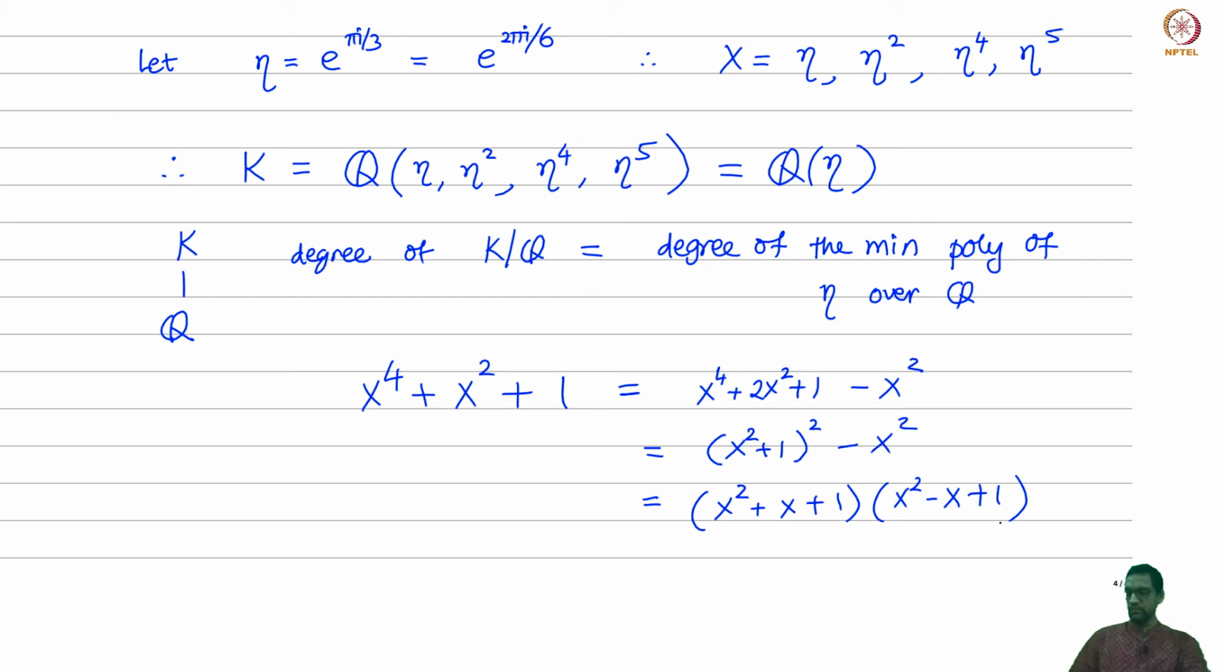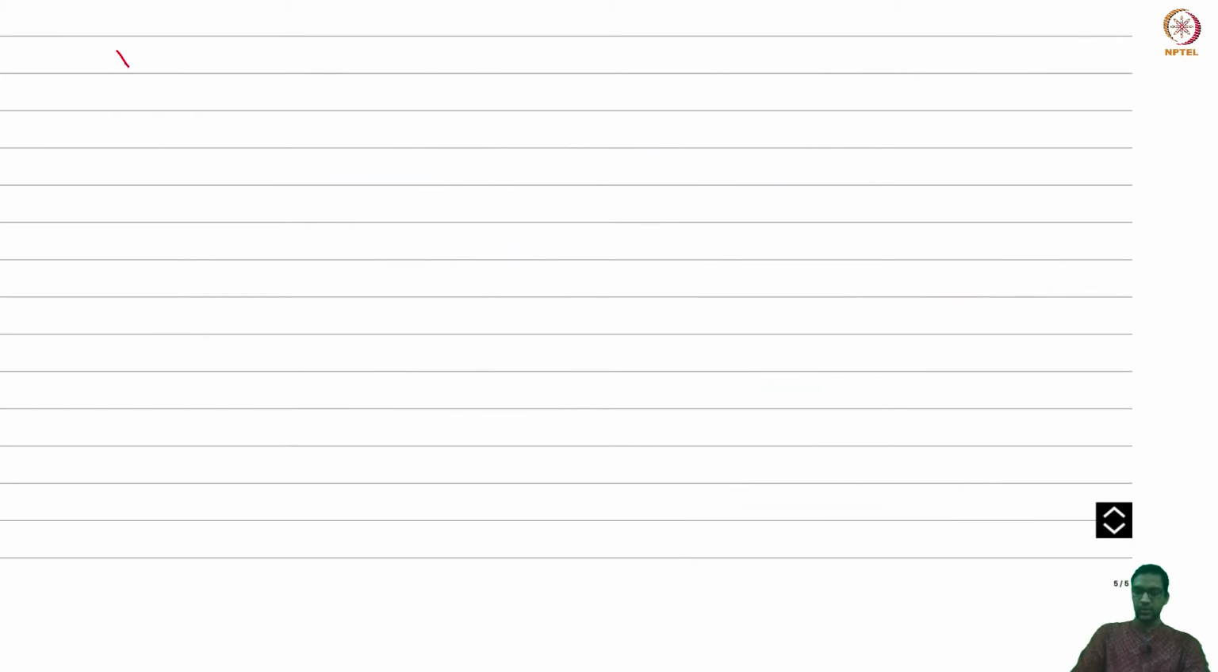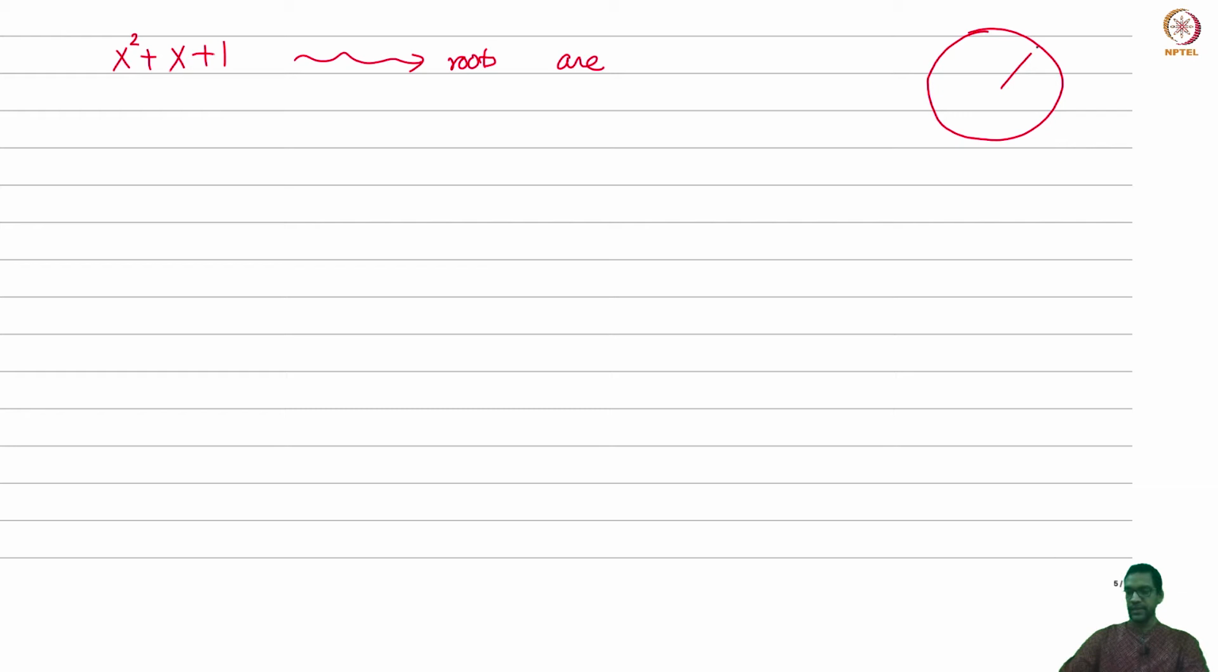Now each of these factors is familiar. What are the roots of x square plus x plus 1 equal to 0? Those are just the cube roots of unity, so we know the roots of this. Let's go to the next slide. Observe now, x square plus x plus 1, its roots are the cube roots of unity. Which in our figure, what were they? This guy was called eta, this fellow was called eta square, eta to the 4 and eta to the 5. So the cube roots of unity were these two, eta square and eta to the 4.